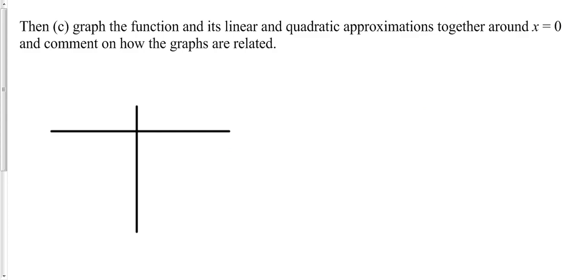And part C says, graph the function and its linear and quadratic approximations together around x equals 0 and comment on how the graphs are related. Now, when I graphed this with my calculator, I used a window that went from -3 to +3 in the x direction, and then it went from -3 to 1 in the y direction. So I'm going to start by plotting the easy thing, which is going to be L of x, which is equal to 0. So I'm just going to follow my x-axis here as best I can. So this is going to be L of x.